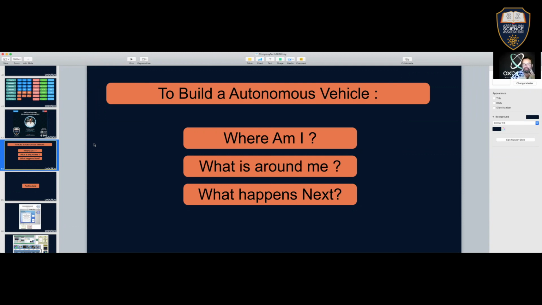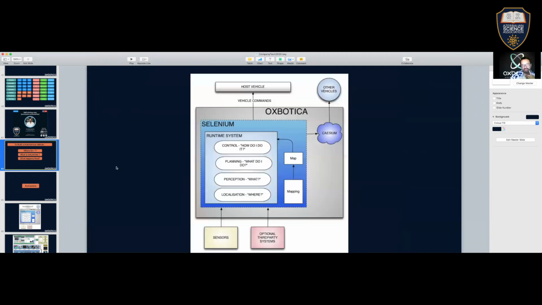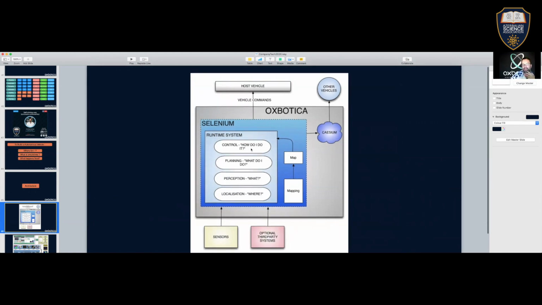Okay? Because if you knew all of those perfectly, making a plan on how to move becomes really, really simple. So here's a simple architecture of how we think about the world in Oxbotica. We don't make sensors. There are cameras and lasers and GPS, and they go into a layer of software that has these questions.